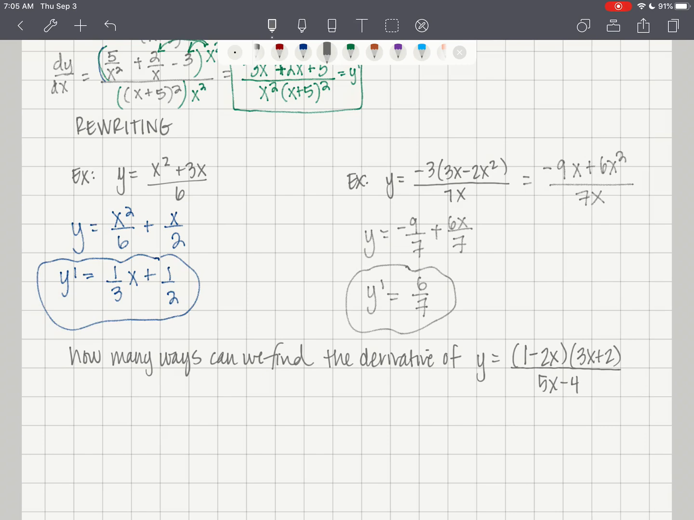So for you to ponder, how many different ways can you find the derivative of this equation? How many different ways can you find the derivative of y? Think about it, and be prepared to actually have to follow through on some of those ideas.